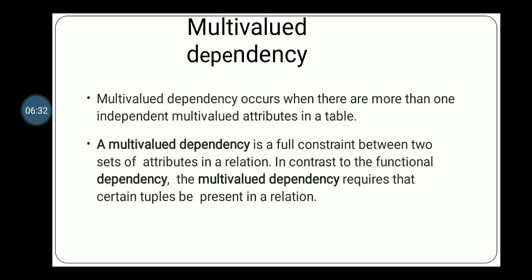What is multi-valued dependency? When you are going to consider multi-valued dependency, it's a collection of attributes. We have a set of attributes which are independent to each other, but they are dependent on some particular attribute. That is called as a multi-valued dependency.